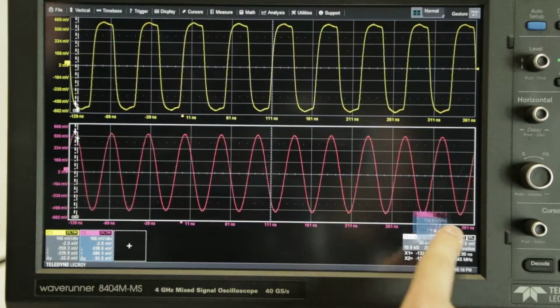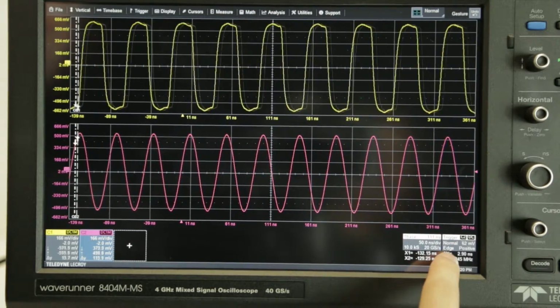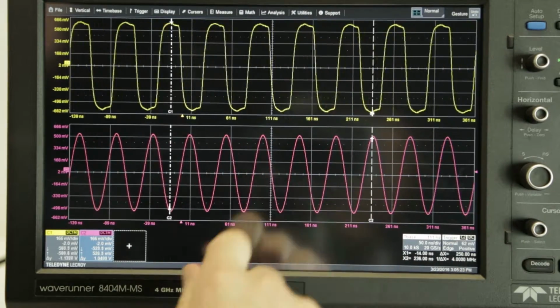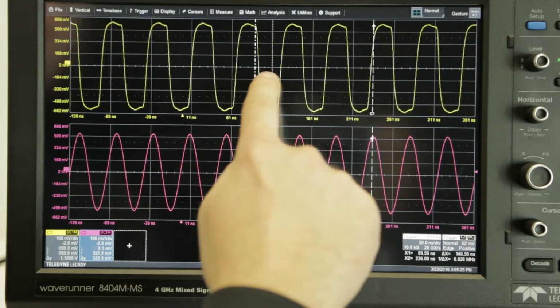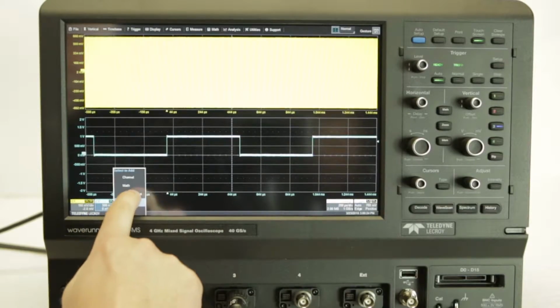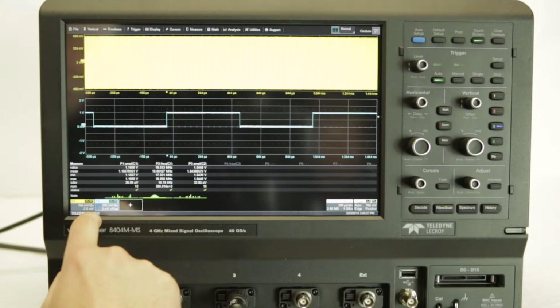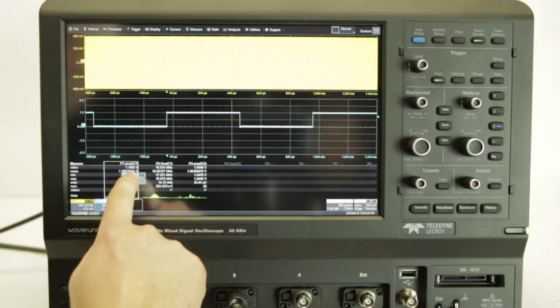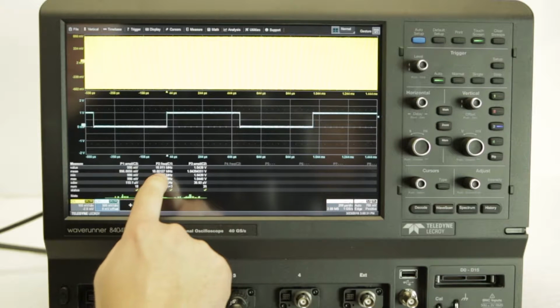WaveRunner 8000 marks the debut of the next generation MAUI, most advanced user interface, bringing enhancements to the oscilloscope industry's premier UI. The addition of OneTouch to MAUI makes measurement setup insanely easy, providing users dramatically faster time to insight into complex signal abnormalities.